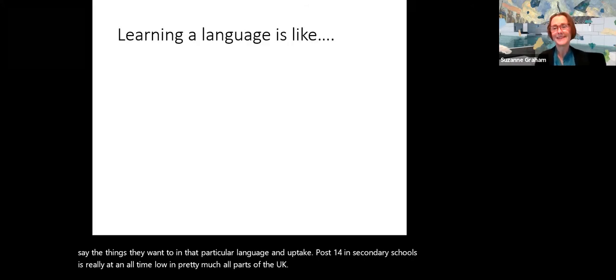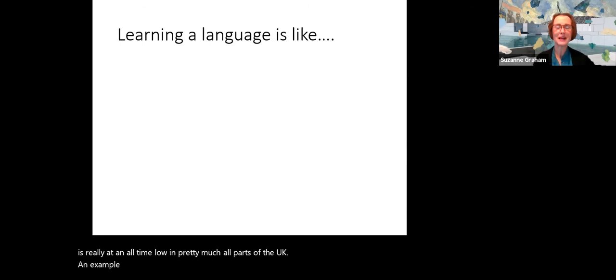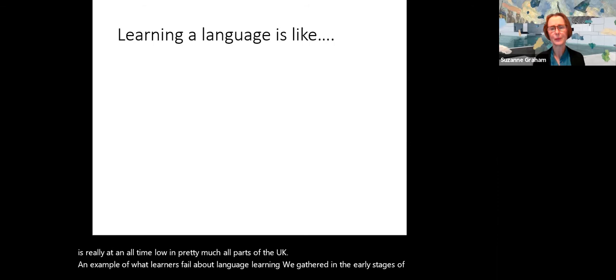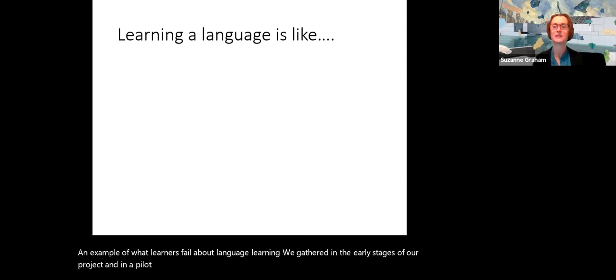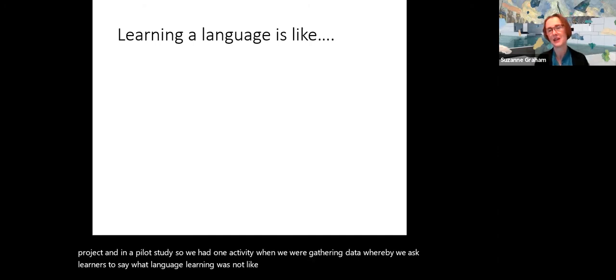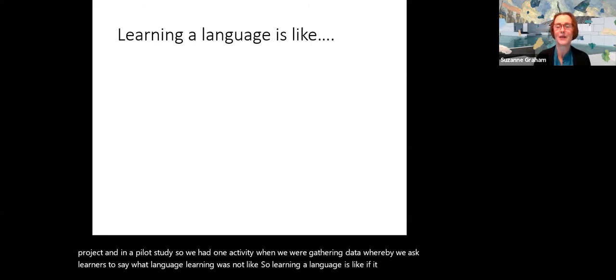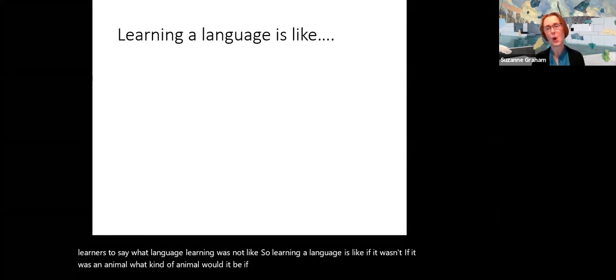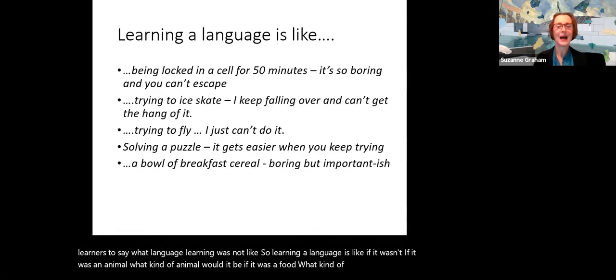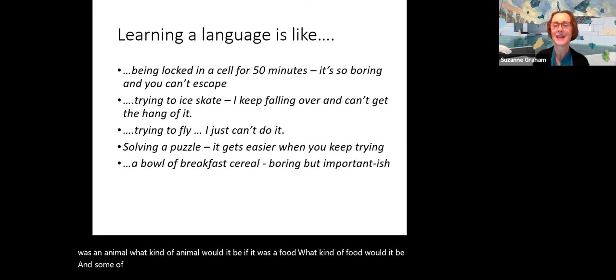So, an example of what learners feel about language learning: we gathered this in the early stages of our project, in a pilot study. We had one activity when we were gathering data whereby we asked learners to say what language learning was like. So learning a language is like, if it was an animal, what kind of animal would it be? If it was a food, what kind of food would it be? And some of the responses that learners gave, as well as being quite amusing, I think are quite insightful.